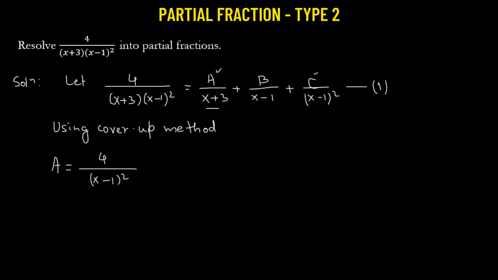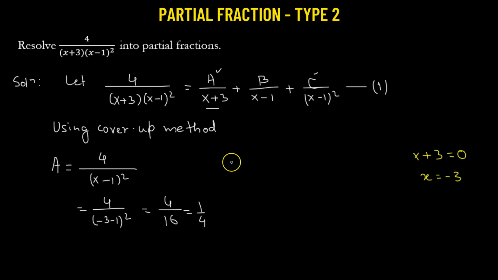And what did we do? We here covered up x plus 3. Now covering it up means we are going to equate it to 0, and solving for x is going to give us the value negative 3. Our goal will be to replace the value of x with negative 3. So we get 4 divided by negative 3 minus 1 whole square, which equals 4 divided by, negative 3 minus 1 is negative 4, negative 4 squared is 16, and this finally gives us 1 over 4. That's the value of our first constant.